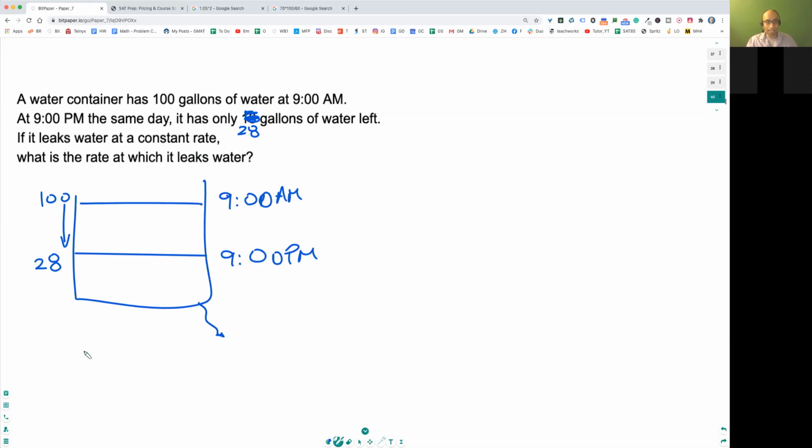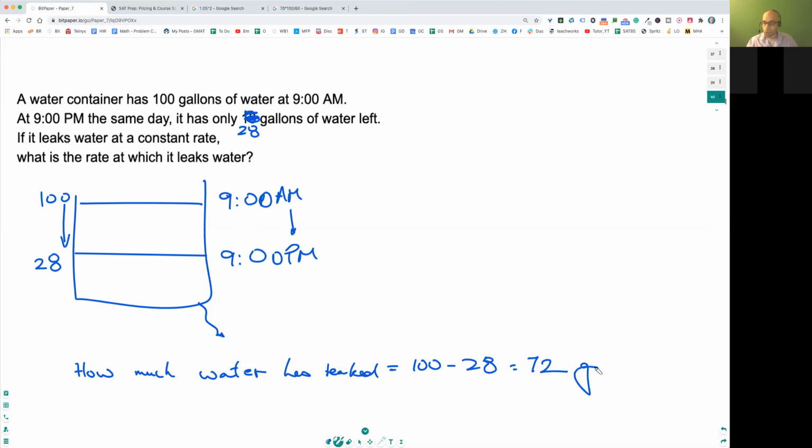So what you got to do is, how much water has leaked? Just be careful, listen to what I'm saying. How much water has leaked out? So calculate that, and that's going to be equal to 100 minus 28, right? That's 72, right? And now, what's the time that has passed? So 9 a.m. to 9 p.m., you know that's 12 hours. So 72 gallons, folks, has leaked out in 12 hours. So in 1 hour, how much has leaked out? So you can calculate this way. Again, if you know the unit rate concept, you can just do 72 over 12, which is 6. So 6 gallons per hour.